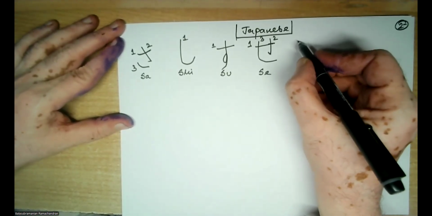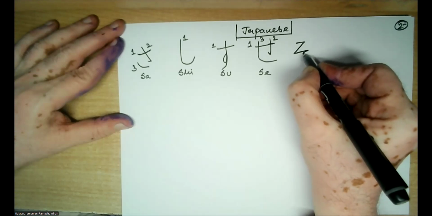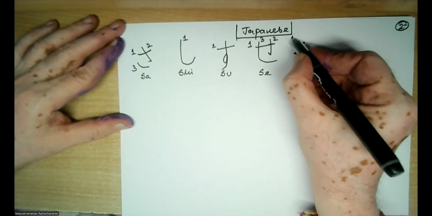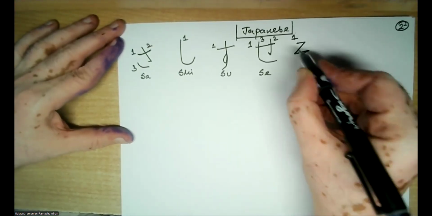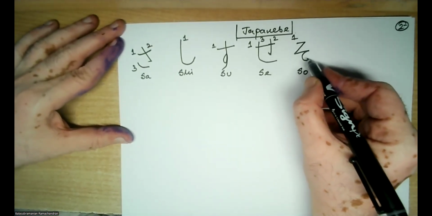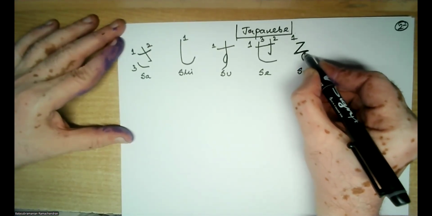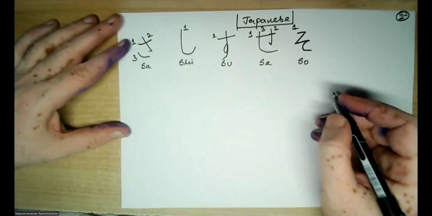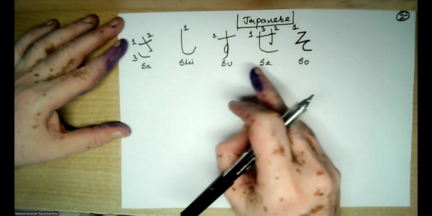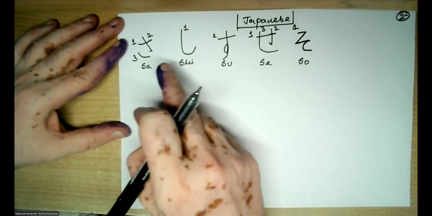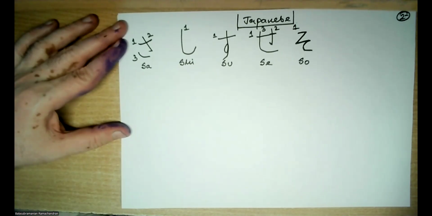And then we have so. It is written as one stroke. When you say one stroke, it is done without taking your pen off paper. Okay, I'm just tracing it. So we have sa, shi, su, se, so. Let's move on to the next series.